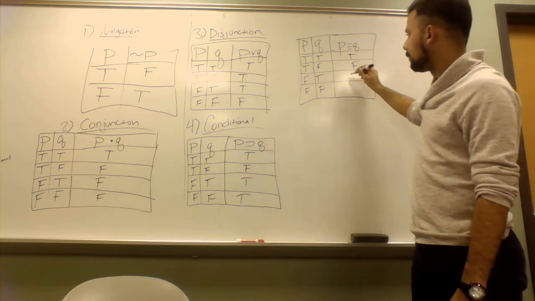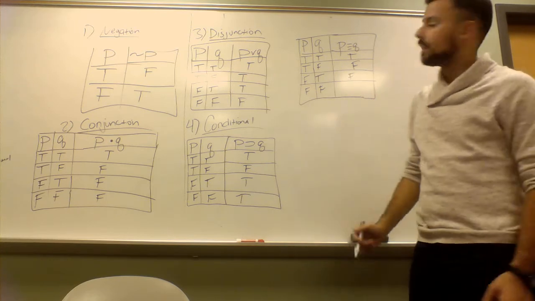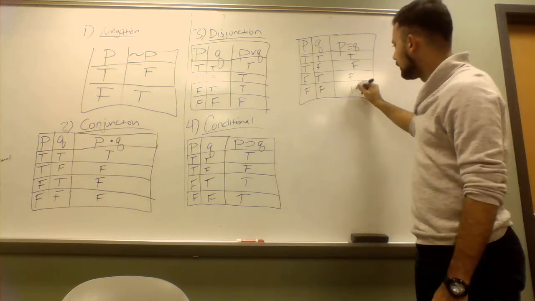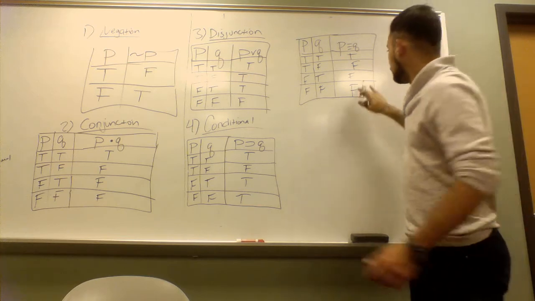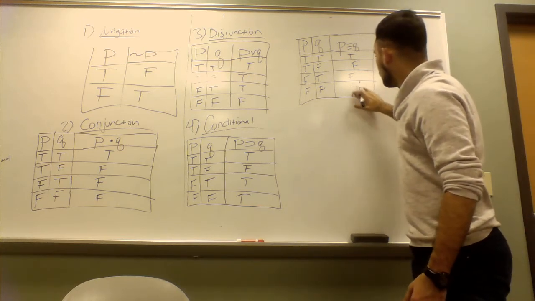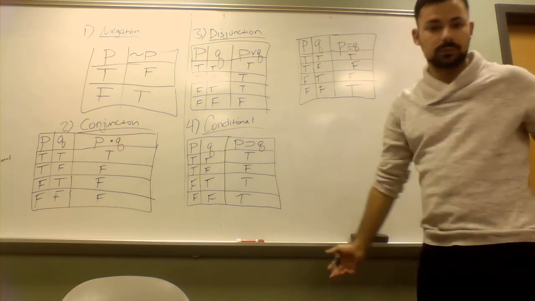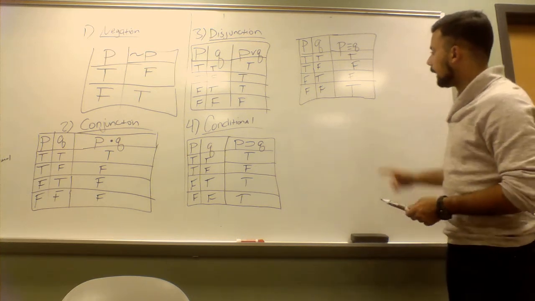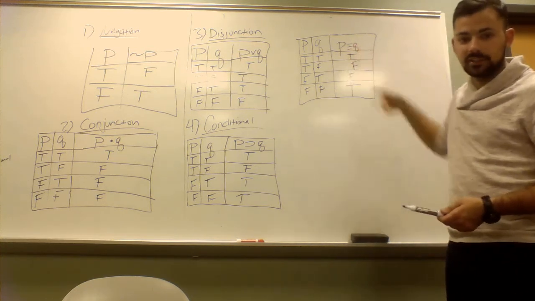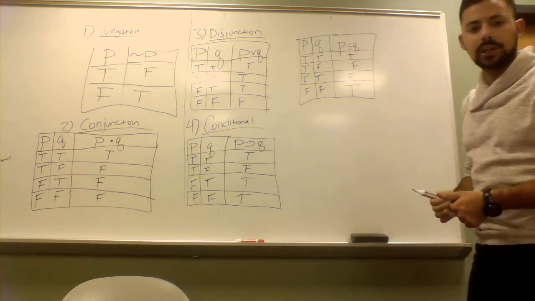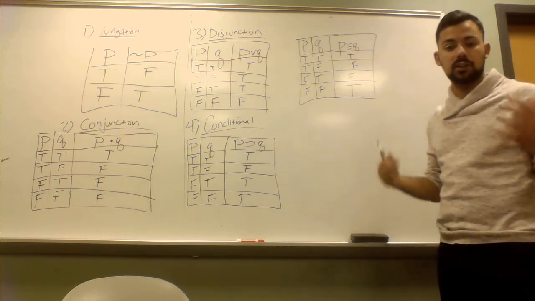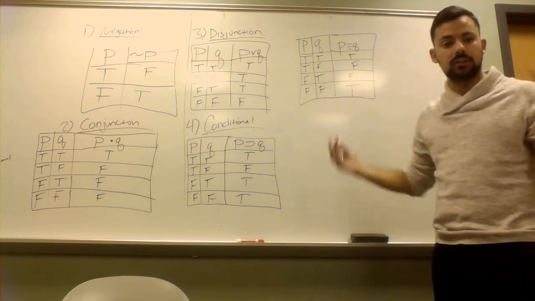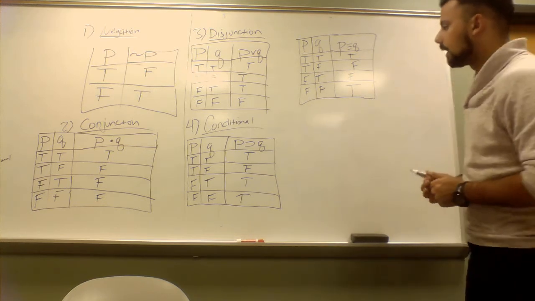P is false, Q is true. Again, false. They're different. Now, P is false and Q is false. That's true, right? They're the same. So, again, whenever the two sides of the equivalency operator have the same truth value, then that statement is true. Okay.